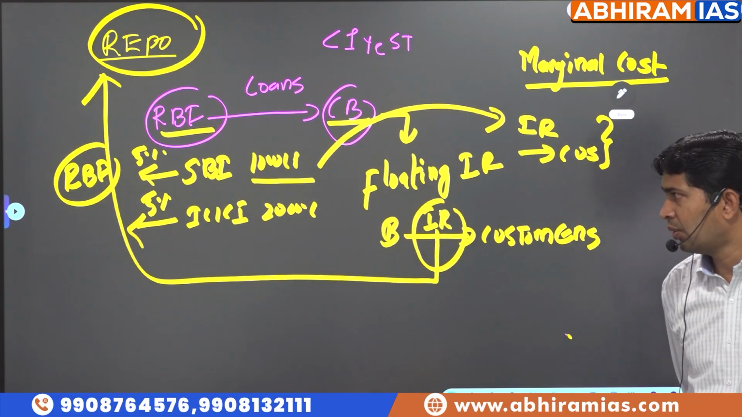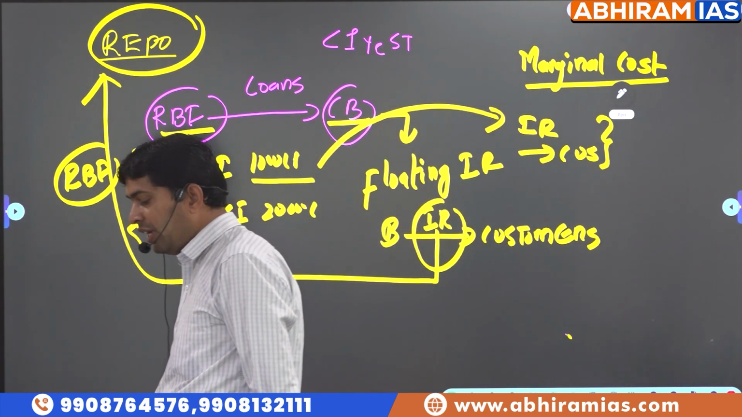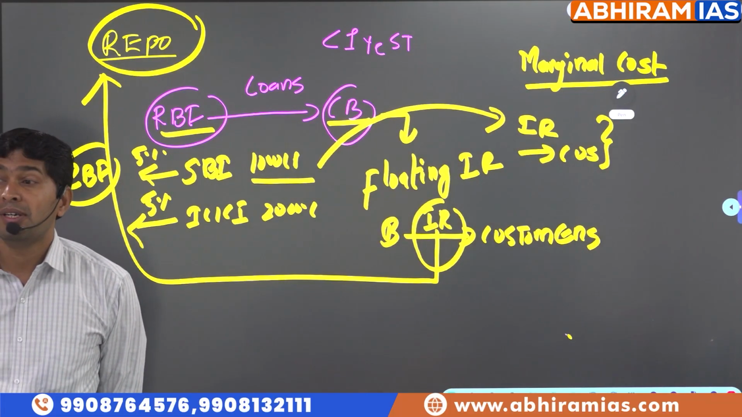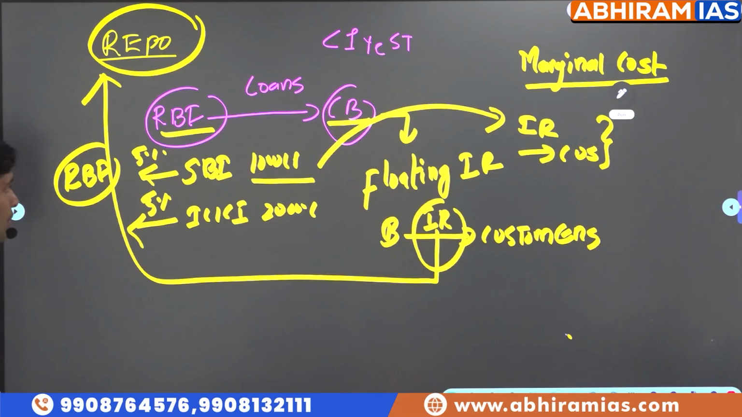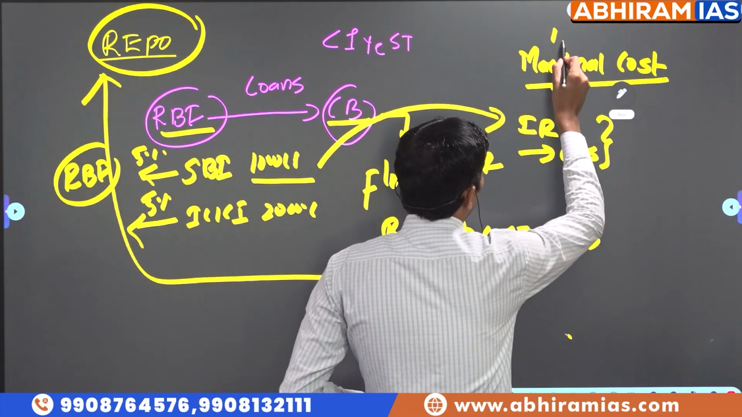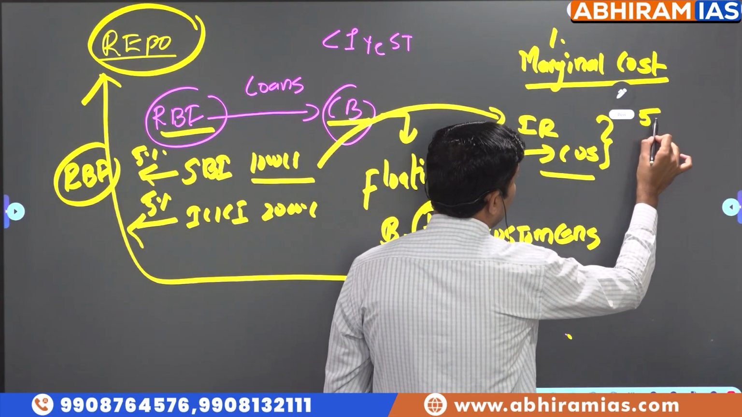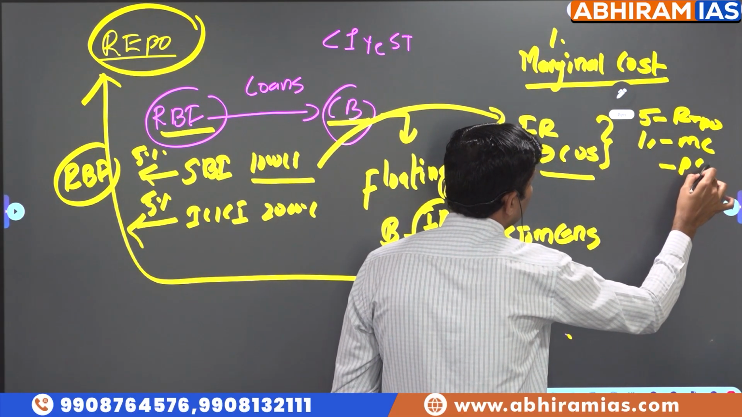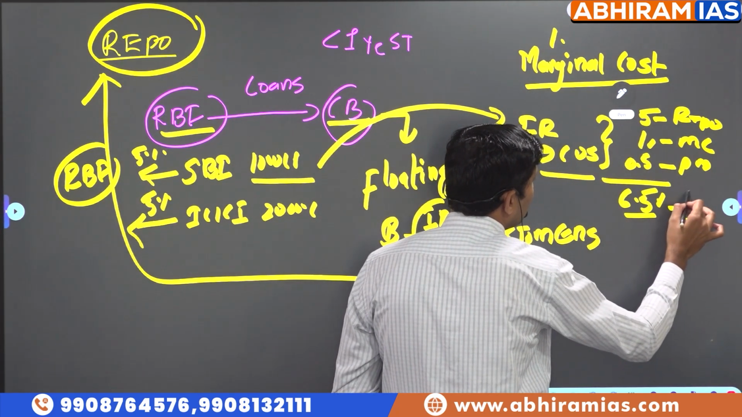It's like SBI has taken a 1000 crore loan from RBI. Now SBI is planning to give these loans to the public. So when SBI is giving loans to the public, what is the additional cost incurred by SBI? Marginal, extra cost, expenditure incurred. So SBI borrowed from RBI at 5%. Marginal cost is say 1%. So the interest rate fixed for the customer is the 5% repo rate, plus marginal cost 1%, plus profit margin 0.5. So finally SBI is giving at a 6.5% rate of interest to the customers.